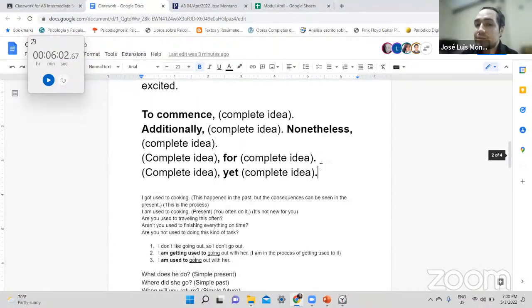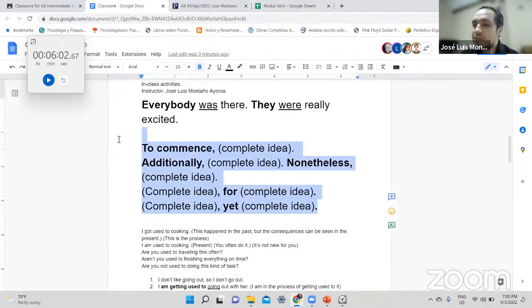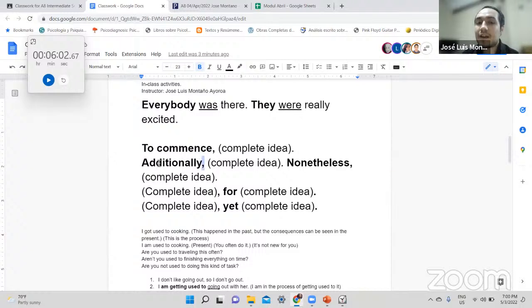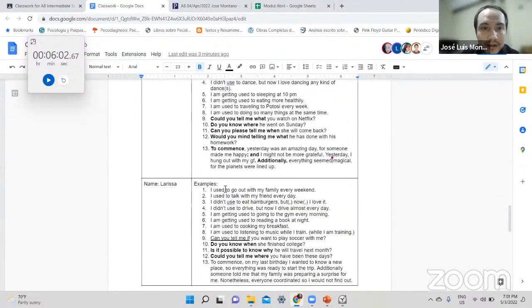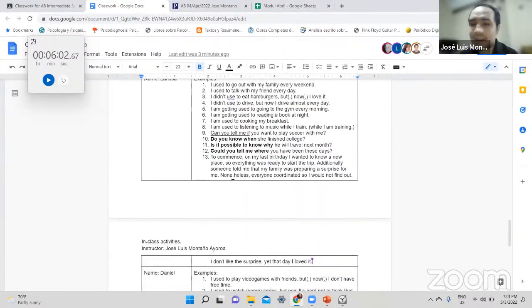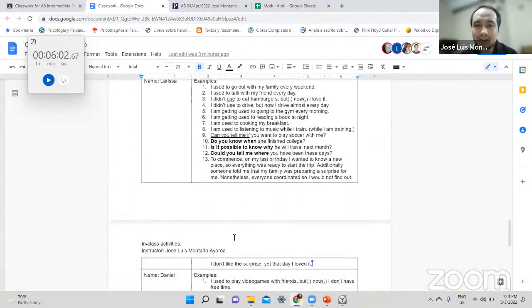And again, this is something extra because this is not the topic, right? But I really want you to use these words to commence to start an idea, additionally to add information, nonetheless for contrast, yet for contrast, for reason, okay, for a reason. Let's keep working, and I'm going to go with you now, please, Larissa. Let's read your idea, please.